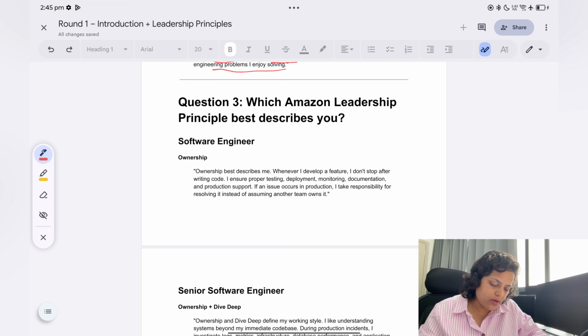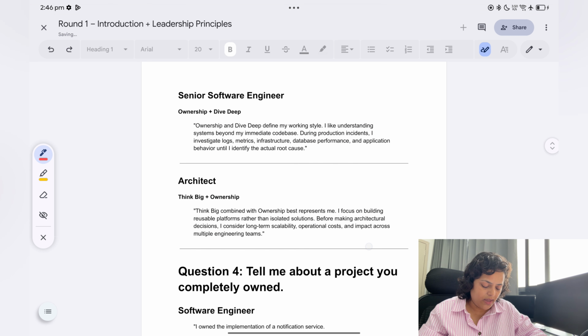Now the third question could be, which Amazon leadership principle best describes you? For a software engineer, the first one is ownership, because a software engineer would talk about ownership, right? Ownership best describes me. Whenever I develop a feature, I don't stop after writing code. I ensure proper testing, deployment, monitoring, and documentation, not only implementation. And production support. If an issue occurs in production, I take responsibility for resolving it instead of assuming another team owns it.